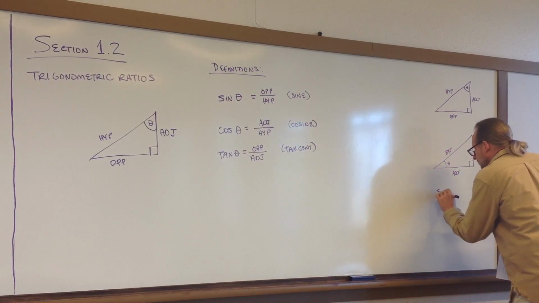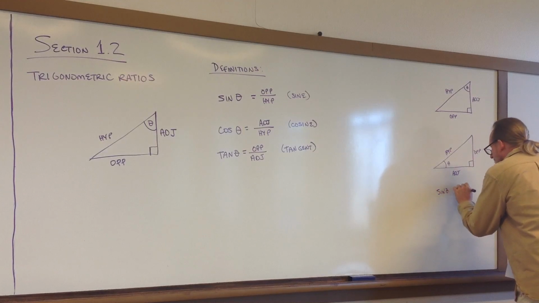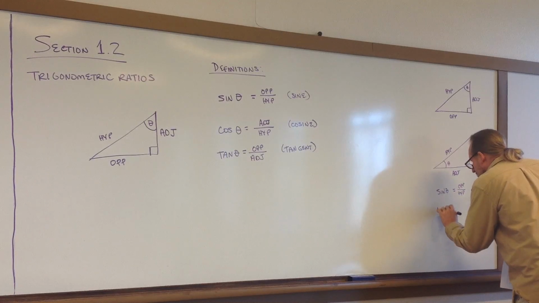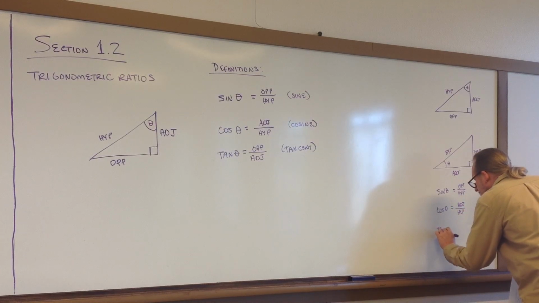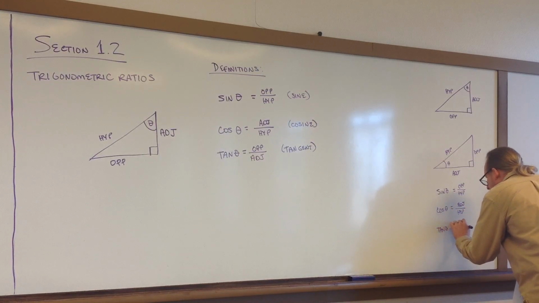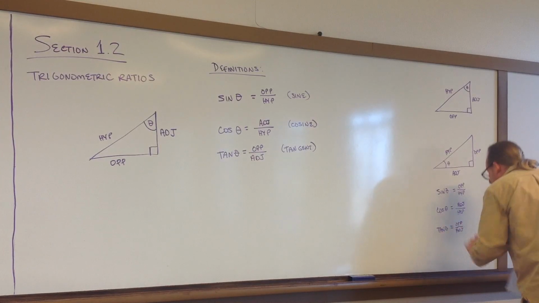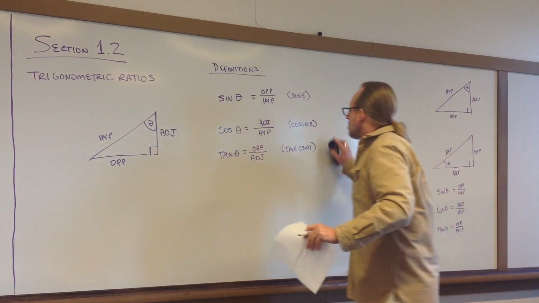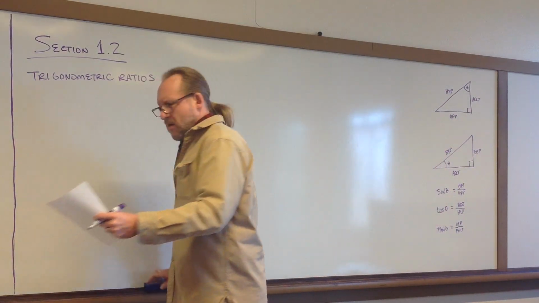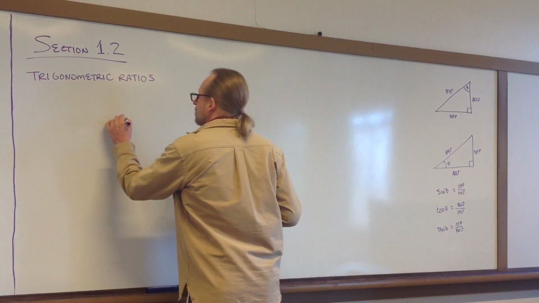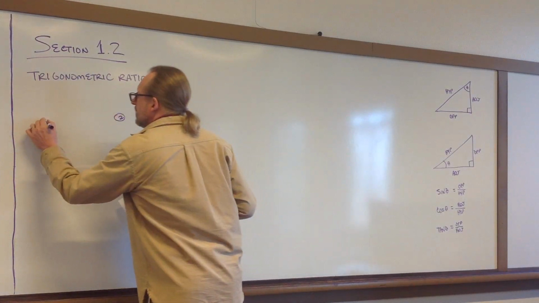And then I'll put the definitions down here. Sine is opposite over hypotenuse, cosine is adjacent over hypotenuse, and then the tangent is opposite over adjacent. But I'll get these out of the way, and we can look at problem 2 on page 19.